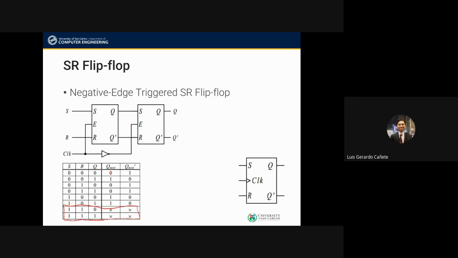Now this is the indeterminate state, which we don't necessarily know what's going to happen. This is the same case here for the SR flip-flop. We can't know the next value of Q next. It depends on which one goes back first. So yeah, just the same problem that we used to have with the SR latch. It's still present with the SR flip-flop, even though we have edge triggering now.